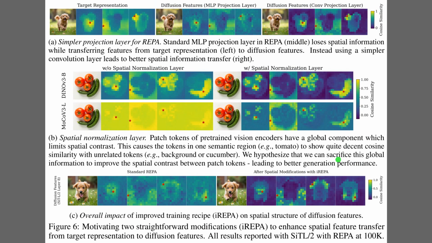Alright, the previous figure established that spatial metrics predict performance, and Figure 6 now shows how to enhance that spatial signal in practice. The top row compares standard MLP projection with a simple convolution, and the sharper heat maps on the right indicate that the convolution better preserves local structure. The middle tomato panels illustrate that adding the spatial normalization layer increases contrast between object and background patches. The bottom row then shows that combining both tweaks in iREPA yields diffusion features with much crisper, more localized similarity patterns.